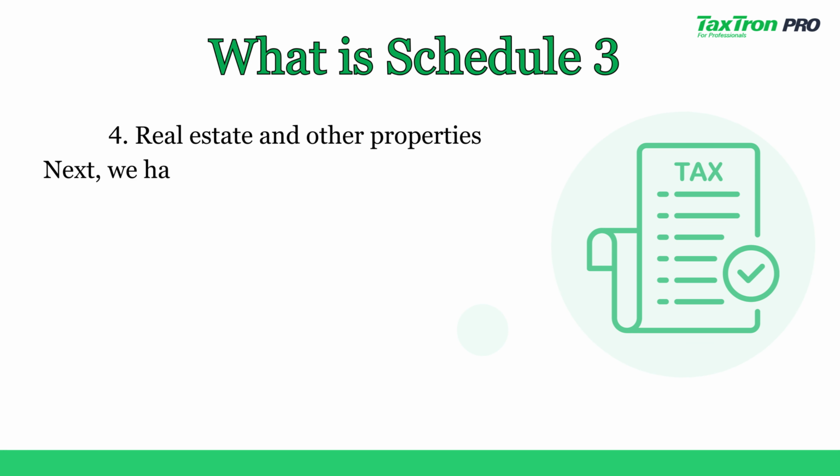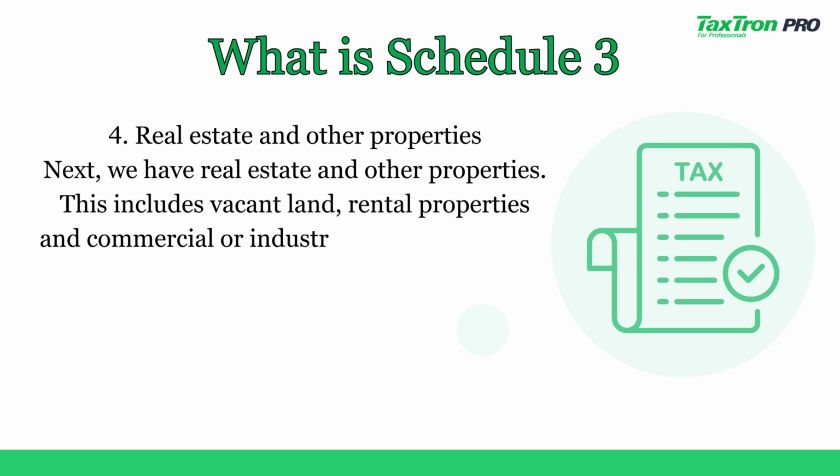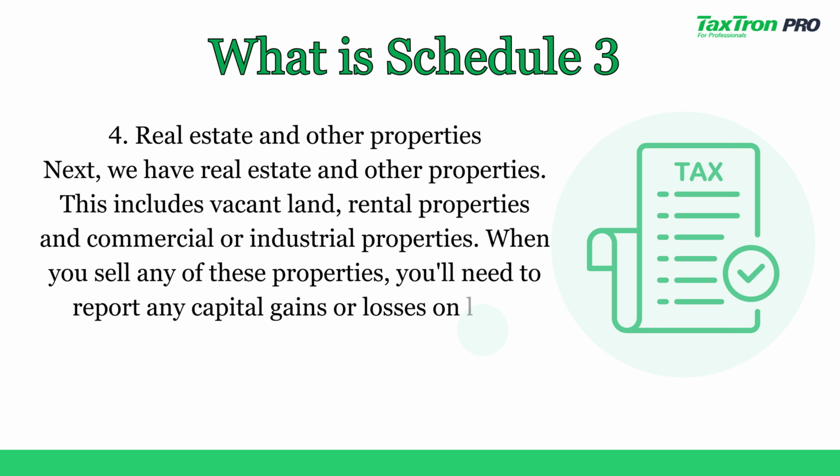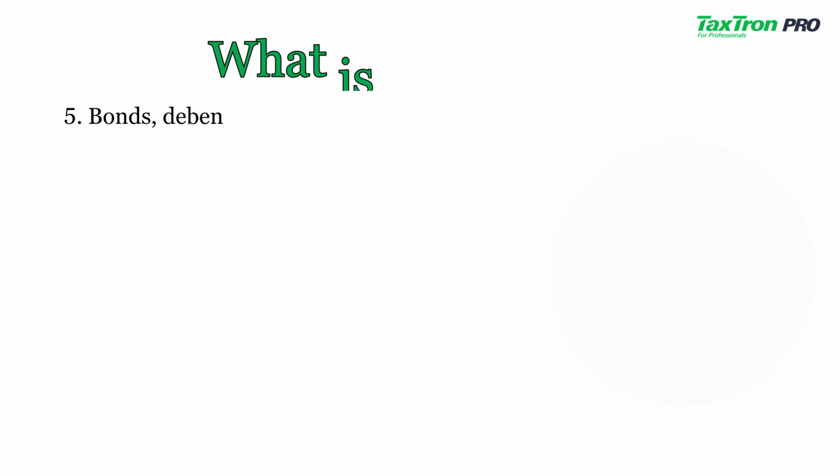4. Real estate and other properties. Next, we have real estate and other properties. This includes vacant land, rental properties and commercial or industrial properties. When you sell any of these properties, you'll need to report any capital gains or losses on lines 13599 and 13800 of Schedule 3.